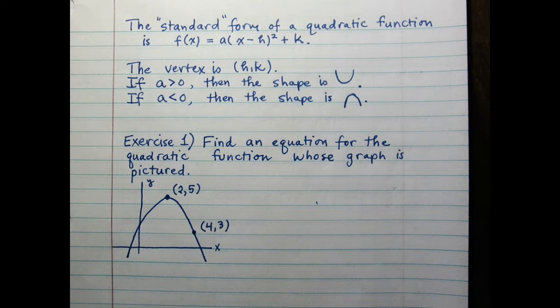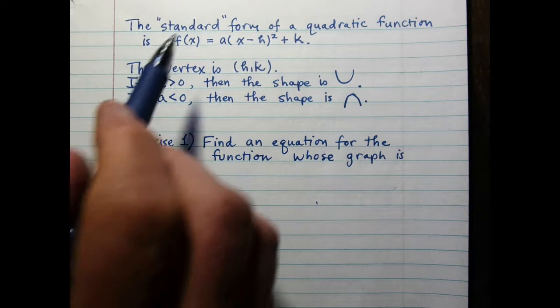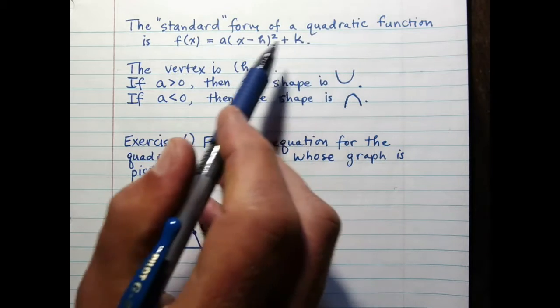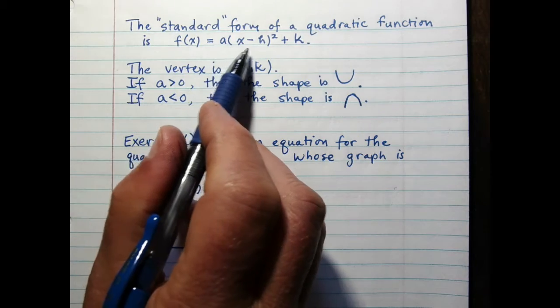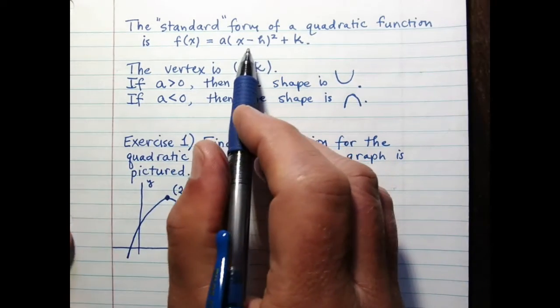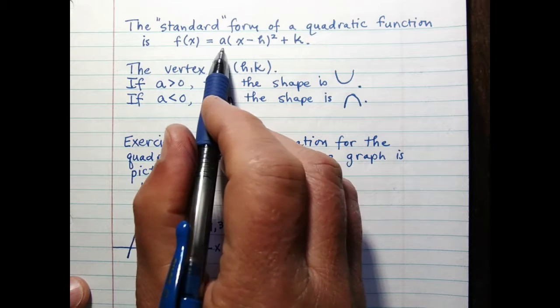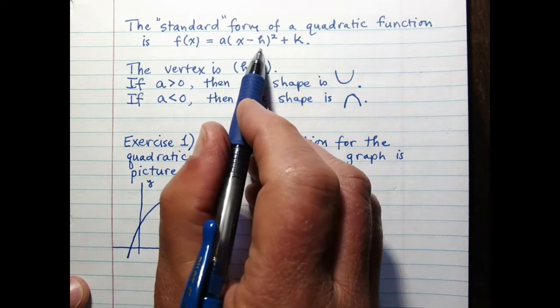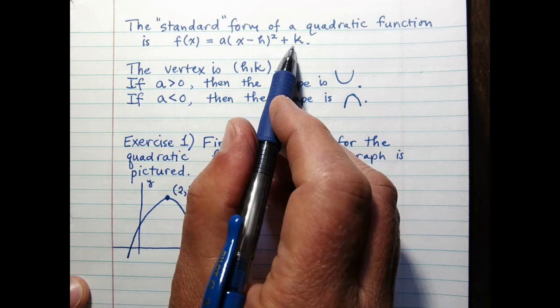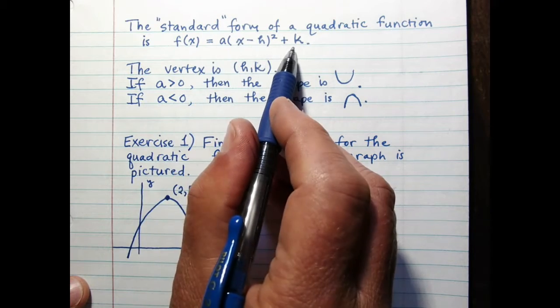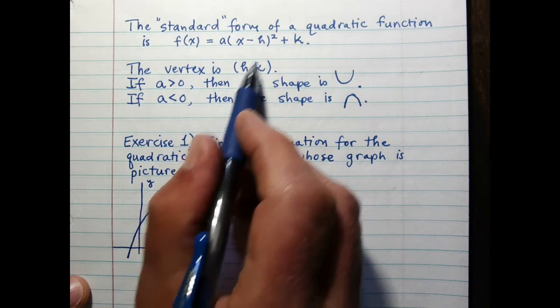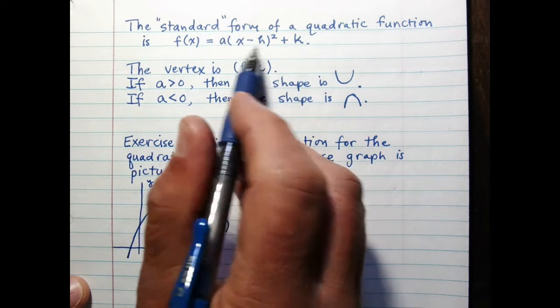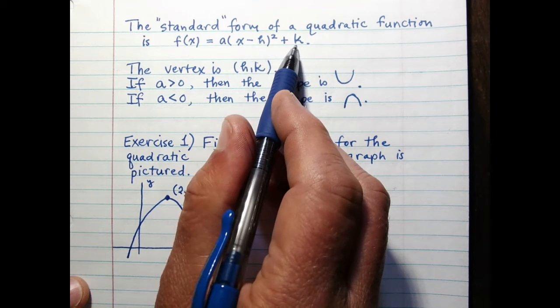Let's continue our discussion of quadratic functions. We've been thinking about the standard form of the quadratic function formula, and it's the first time I'm giving it to you in general. So f of x equals a times (x minus h) squared plus k, where a, h, and k are numbers. So the vertex is always going to be the point (h, k). Notice how there's a minus sign for h and a plus sign for k.